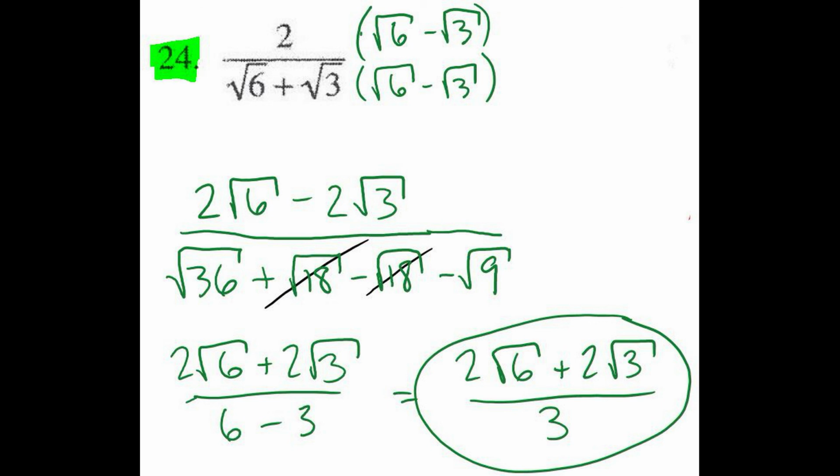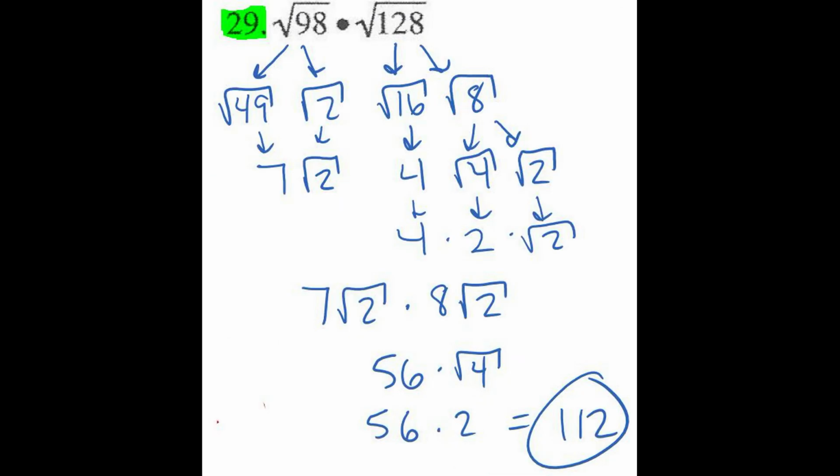Now, last one, let's look at number 29. 29, we have two roots multiplying, but before we multiply those, we can reduce this a lot. So square root of 98 can be broken up into the square root of 49 times the square root of 2. Square root of 49 is just a 7, so we call this 7 root 2.